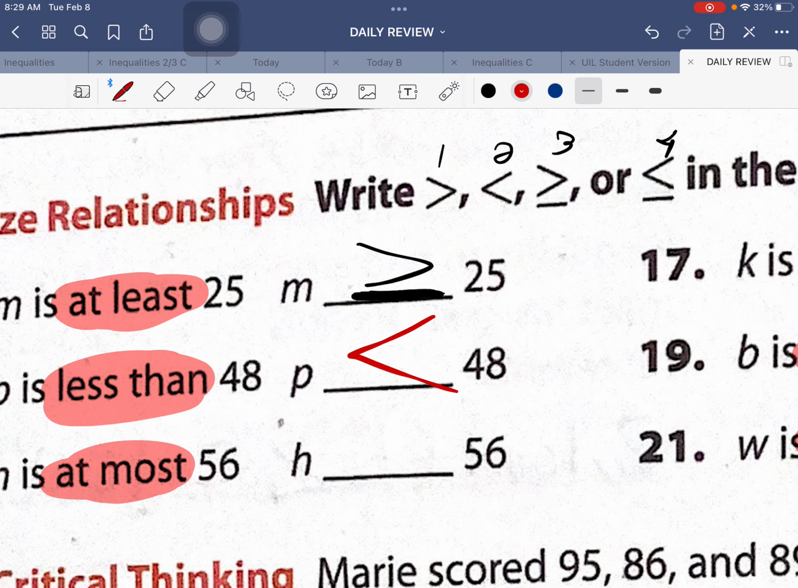At most, you know what, Mr. Armando? I can give you at most 10 cookies. What does that mean? Less than or equal to. Yeah, less than or equal to. Which one is less than or equal to, Fabiana? Number 4. Less than or equal to.